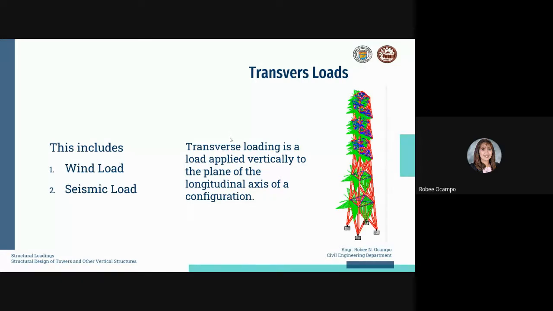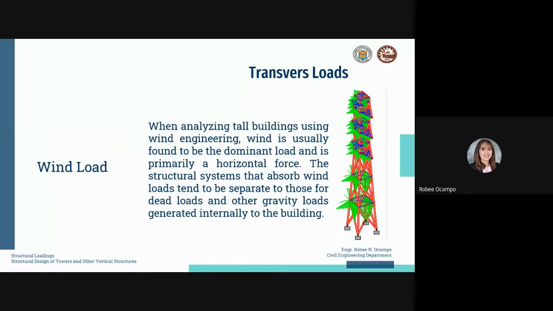Okay, so the most common transverse loads here, we have the wind load and the seismic load. Okay, now, first one, for the first transverse load, we have the wind load. Okay, so when analyzing tall buildings, of course, using wind engineering, the wind is usually found to be the dominant load and is primarily a horizontal force. Okay, the structural systems that absorb wind loads tend to be separate to those for dead loads and other gravity loads generated internally to the building or to your structure.